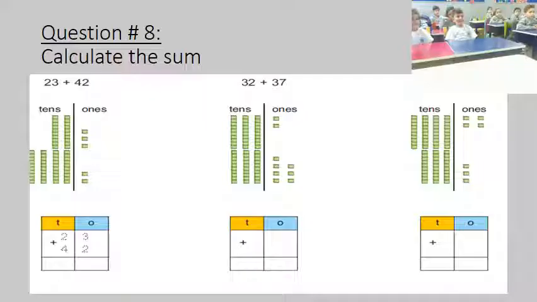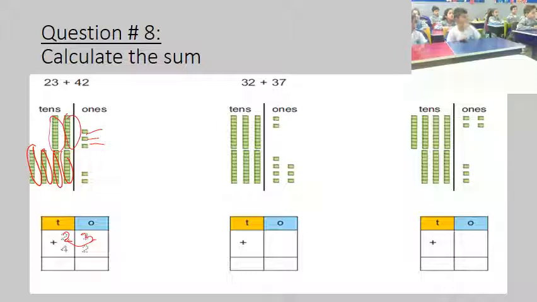Good job. Question 8. Calculate the sum. Here, how many tens do we have? Two tens. And how many ones? One, two, three. Three. So what is the number? 23. Under it, how many tens do we have? One, two, three, four. Four tens. And how many ones? Two. So 23 plus 42.